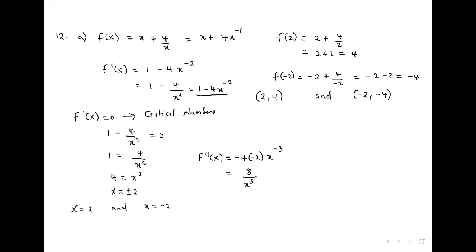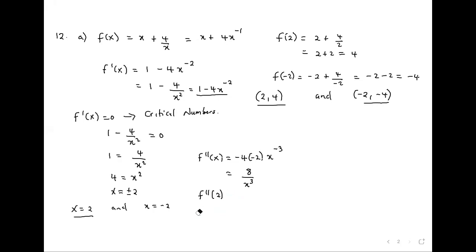Now, for the critical number, if the second derivative gives us a positive value, then we call the point a minimum. If the second derivative for this number gives us a negative number, then we call this a maximum point. Okay, so let's substitute and see what we get.